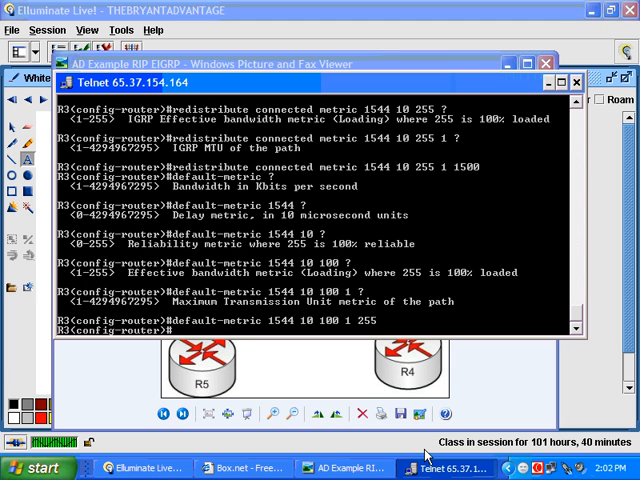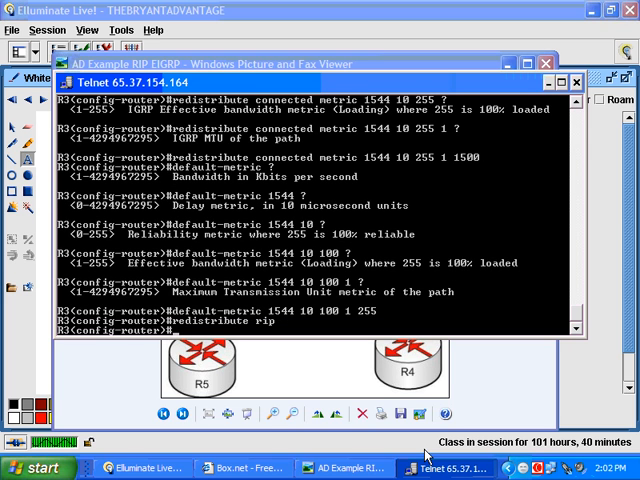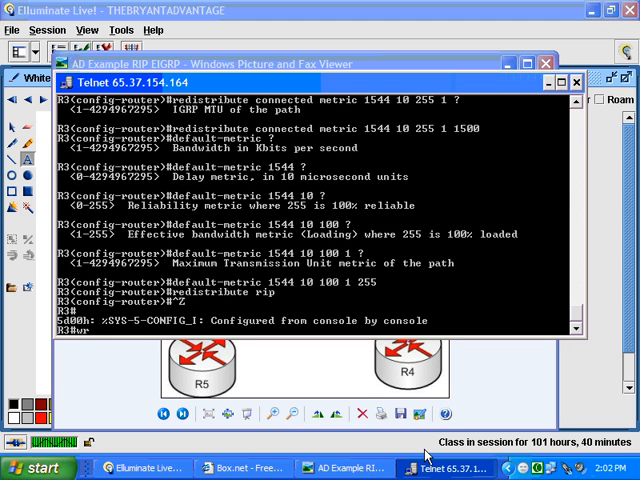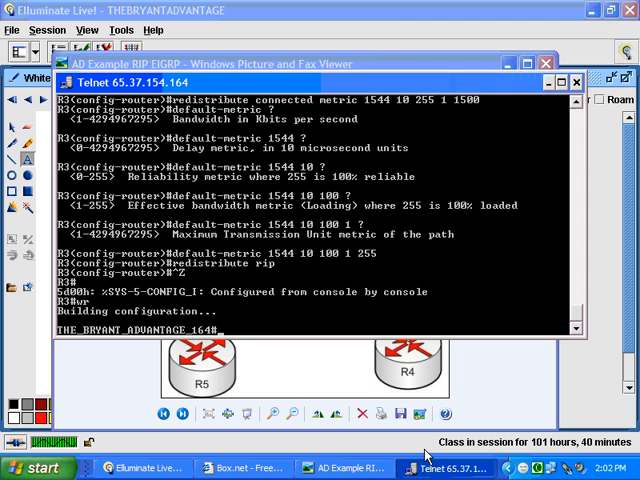We can use the redistribute command, which will set a metric only for the routes that we are redistributing with that statement. Or we can use the default metric command, which changes the entire protocol's seed metric. So now we should just do redistribute RIP, and let's see if that's going to work or not. We set the default metric, and we put the RIP routes into EIGRP.